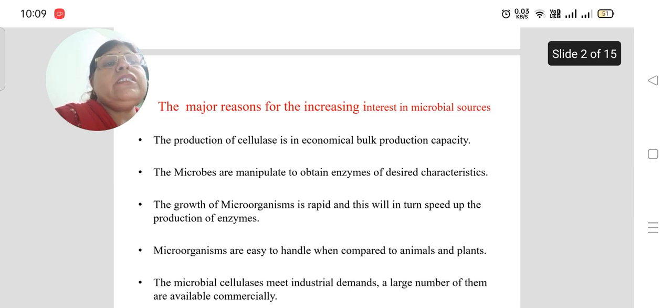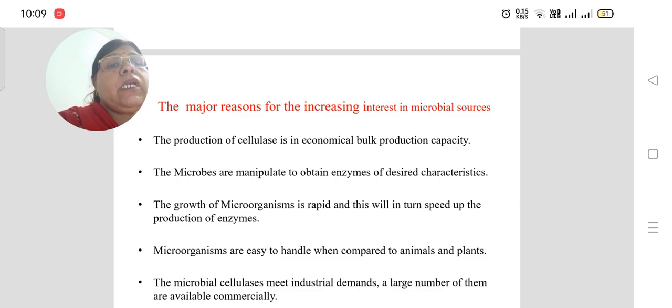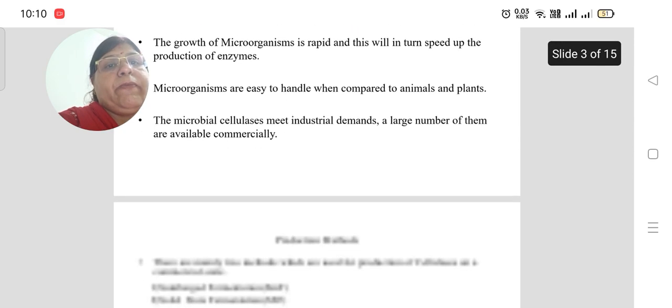Now, the major reasons for increasing the interest in microbial sources. The production of cellulase is an economical bulk production activity. The microbes are manipulated to obtain enzymes of desired characteristics. The growth of microorganisms is rapid and this will in turn speed up the production of enzyme. Microorganisms are easy to handle when compared to animals and plants. The microbial cellulases meet industrial demand. A large number of them are available commercially.